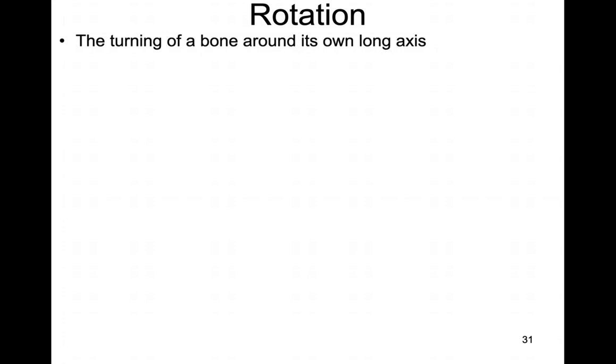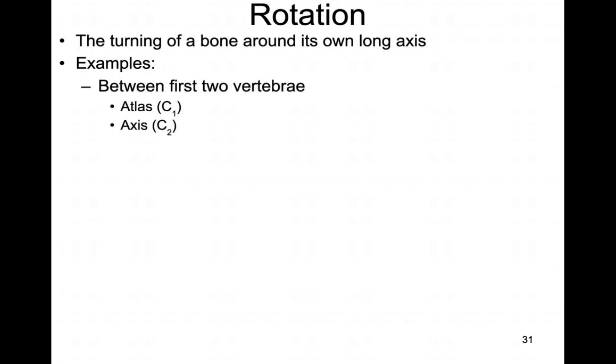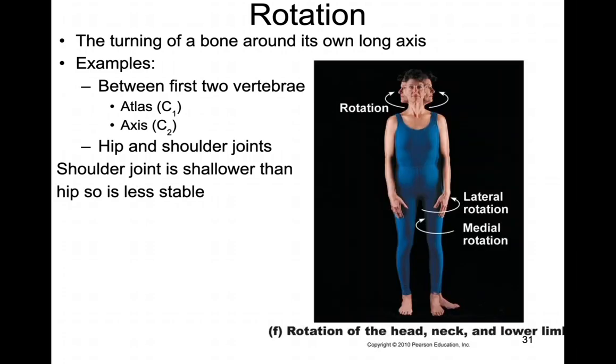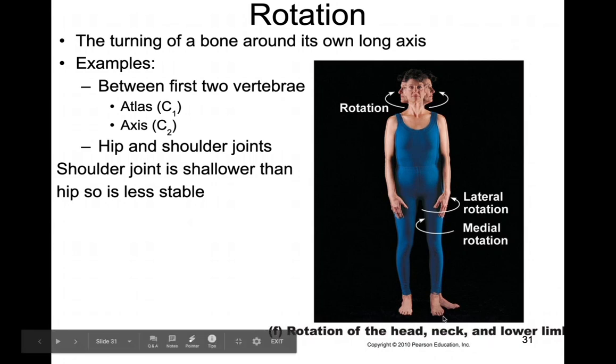Rotation is the turning of a bone around its own long axis. So you have this between C1 and C2, the first two vertebrae. You have it at the hip and shoulder joints. The shoulder joint is shallower than the hip, so it is less stable. So you can see moving the head. You can turn your foot out to the side here by turning your whole leg at the hip joint.